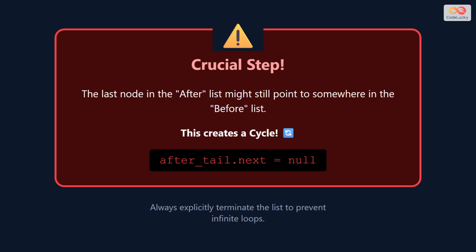This is the most common bug in this problem. The tail of your after list might still be pointing to a node that was moved to the before list. If you don't fix this, you will create a cycle, an infinite loop. You must explicitly set the next pointer of the after list's tail to null.